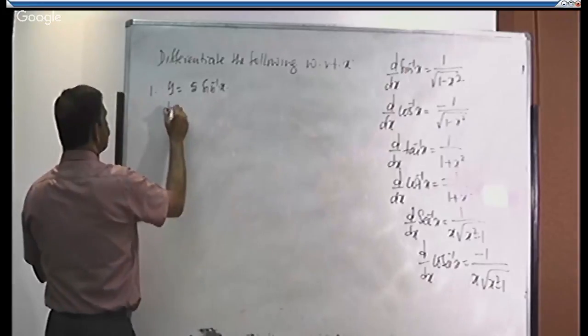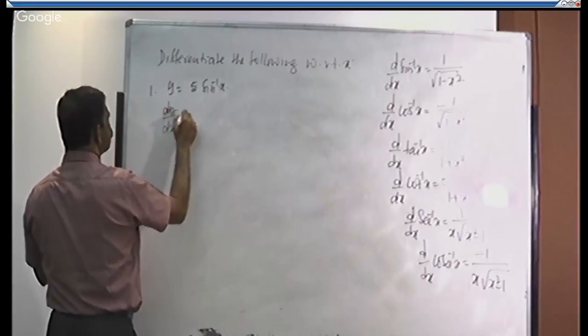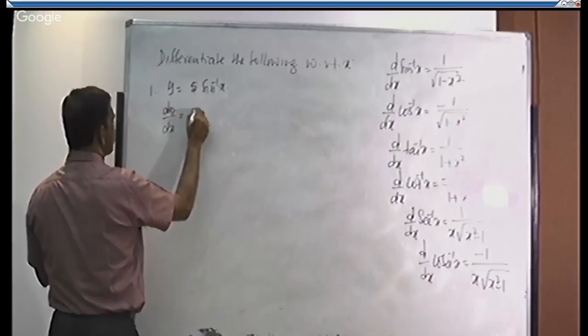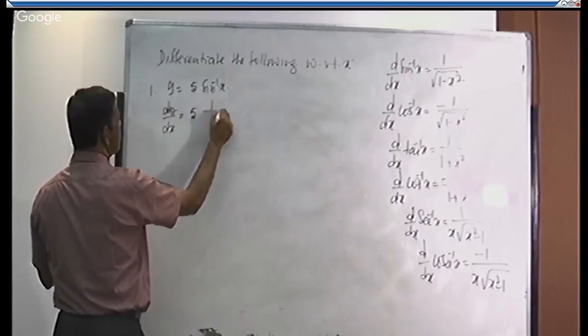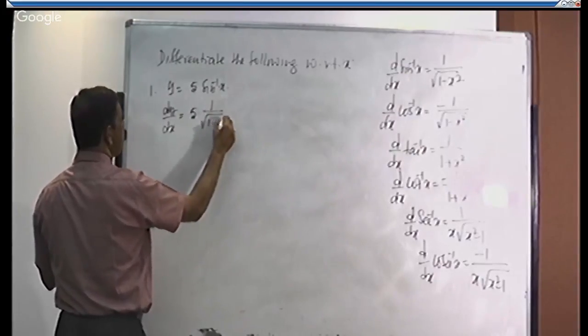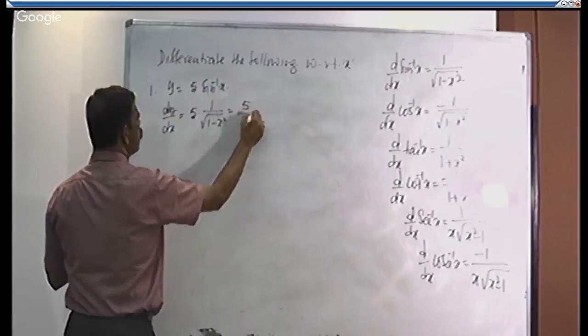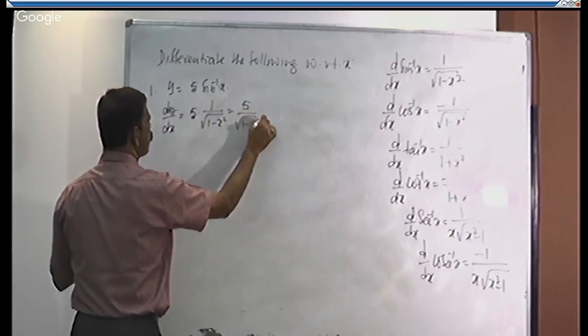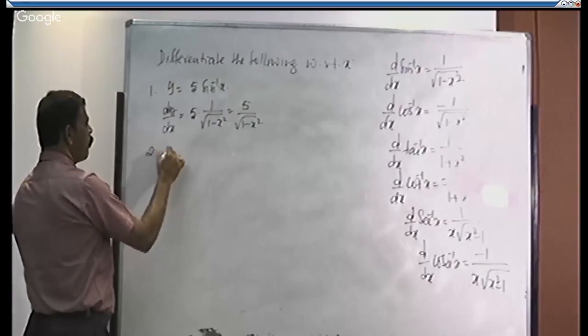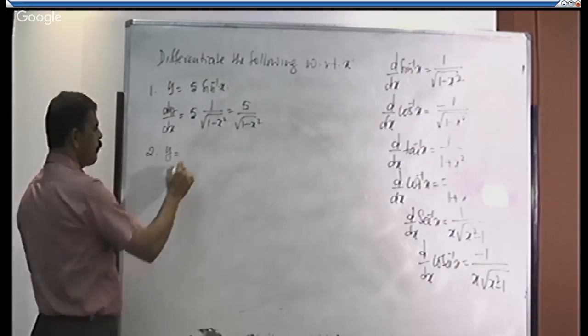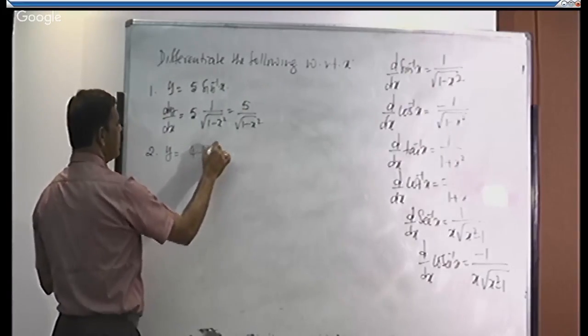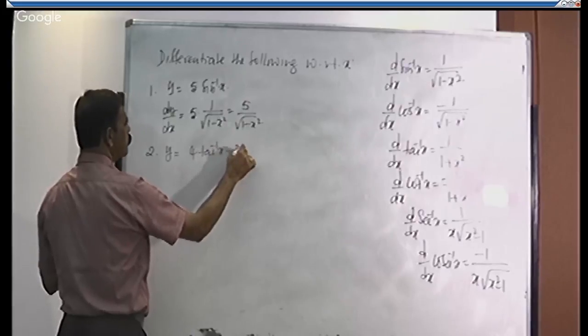So according to that, dy by dx is equal to what? Keep 5 as it is. Differentiation of sin inverse x is what? 1 by root of 1 minus x square. It is 5 by root of 1 minus x square. Next, y is equal to 4 tan inverse x minus 3x plus 2.